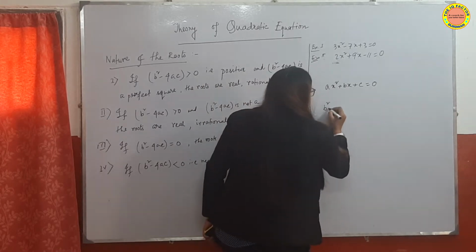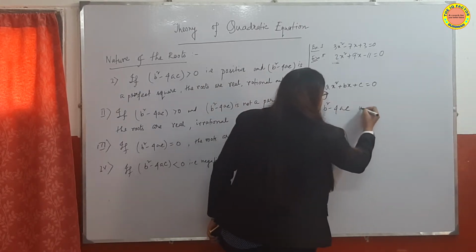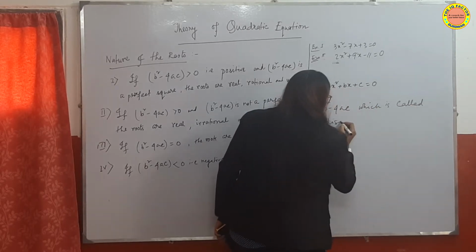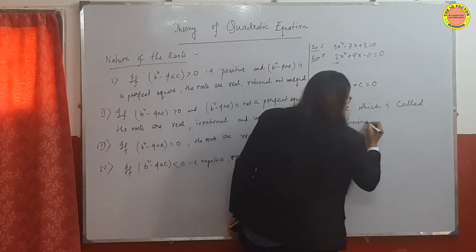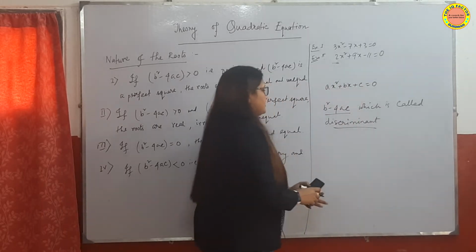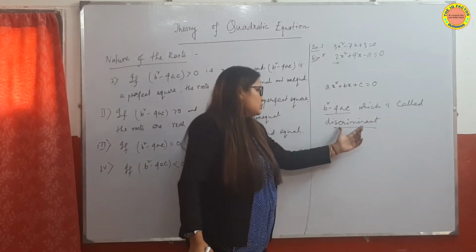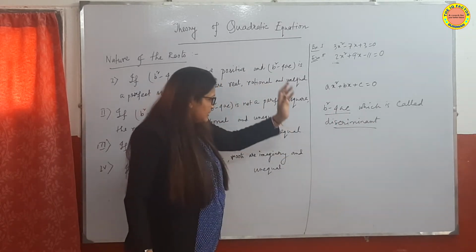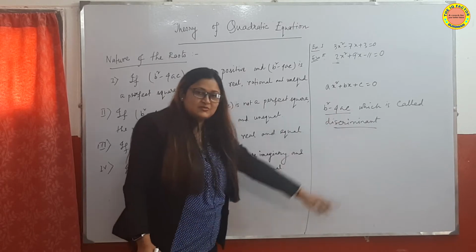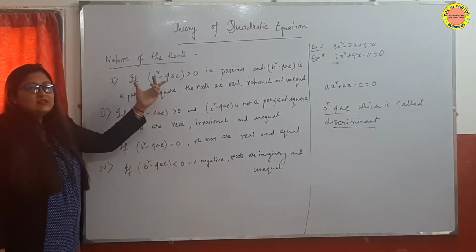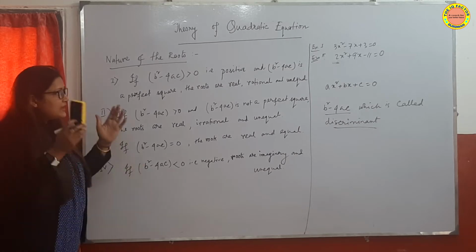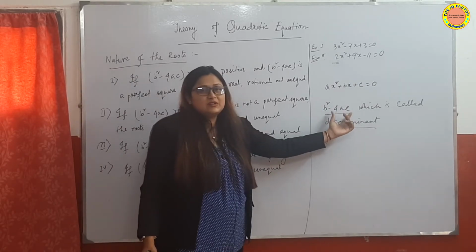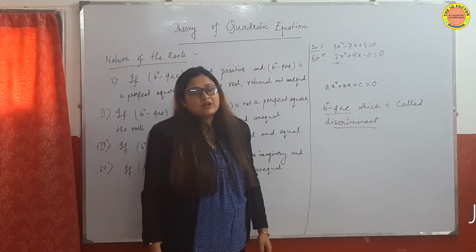B square minus 4ac is called the discriminant. We have to calculate the discriminant, and depending upon the value of b square minus 4ac, we can find out the nature of the roots. So, if any equation is given, how do we find out the nature? We have to first find out the discriminant, which is b square minus 4ac.